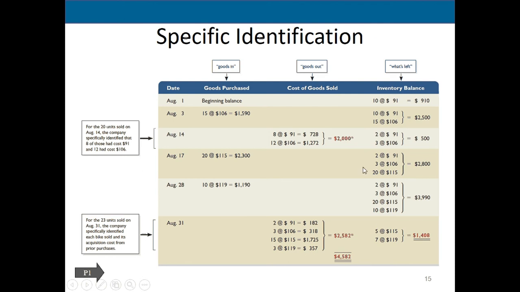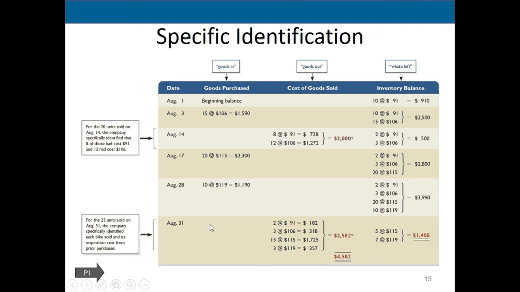What do I have in my inventory? I still have these 3. See, I just repeat it. Now I'm adding in another 10 units at a different price or cost model. My total inventory value is 3,990. I get down to August 31. And I sell some more units. I sell 23 units. And they're telling me over here that I can specifically identify what I sold.